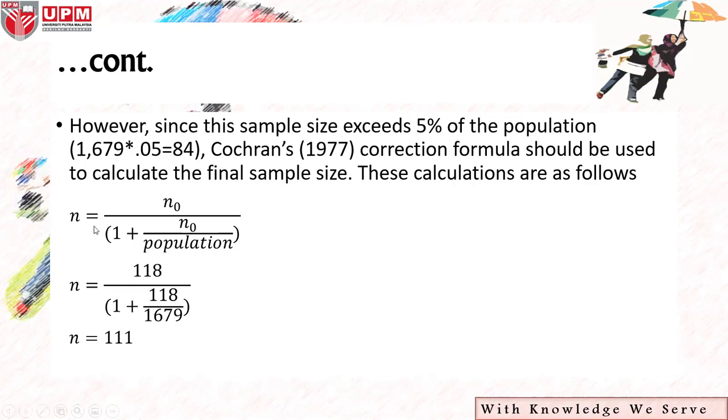So the correction formula equals n equals n naught divided by 1 plus n naught divided by population. So n naught equals the earlier recommended sample size, which is 118, divided by 1 plus 118 divided by our population 1679. Okay, cuba try to plug in the values. Try to reconfirm, do we get a similar answer, 111? Faham tak macam mana nak kira 5% ni? Faham how to get the 5%?